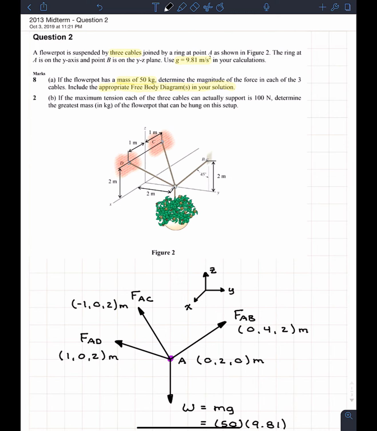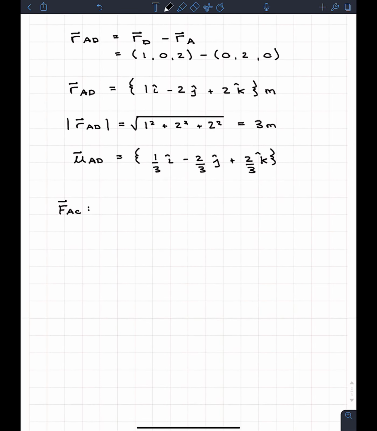And then you start to realize, hey, those two are symmetric. Well, what does that mean? It means that the unit vectors are actually going to be the same. But the only difference is the direction that changes. In this case, it's the X direction. We just have to switch the sign. So, if we get UAD is that, we can easily find UAC as we just switch the sign for the one that changes.